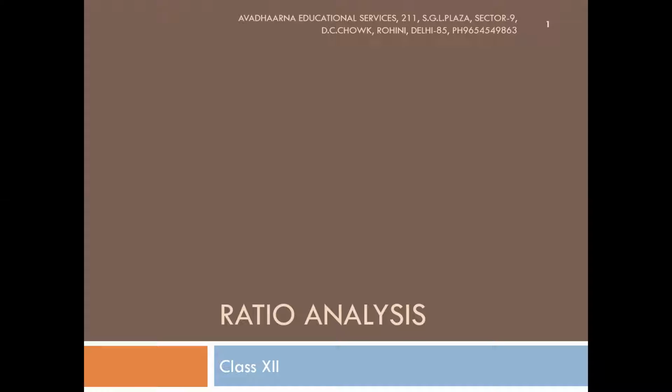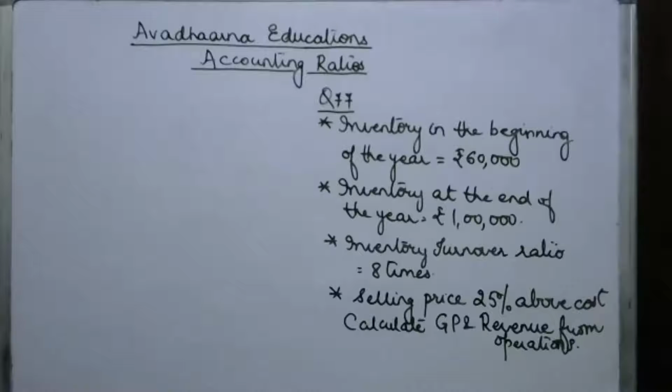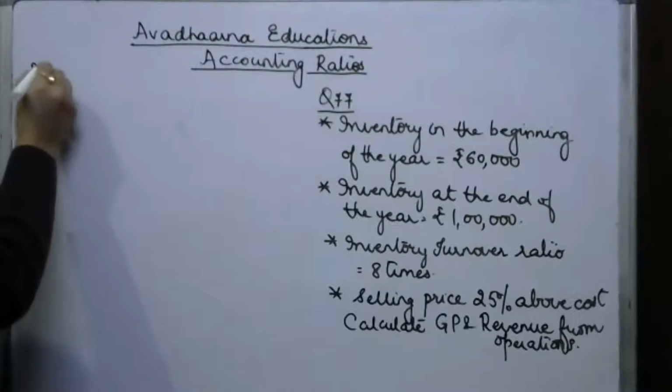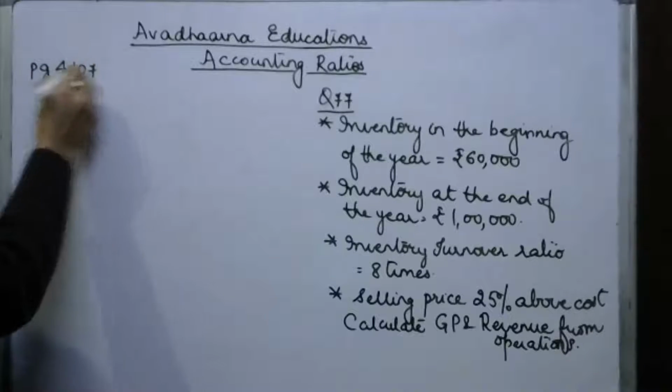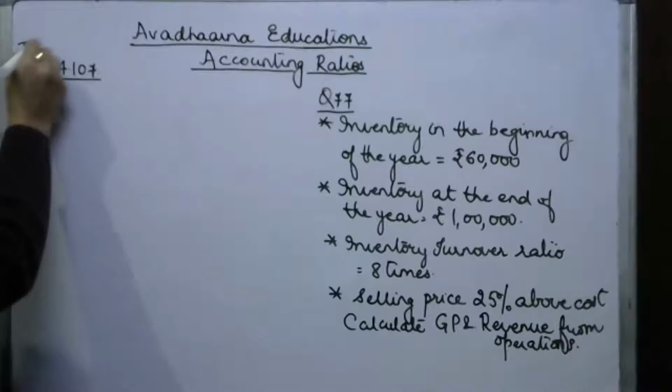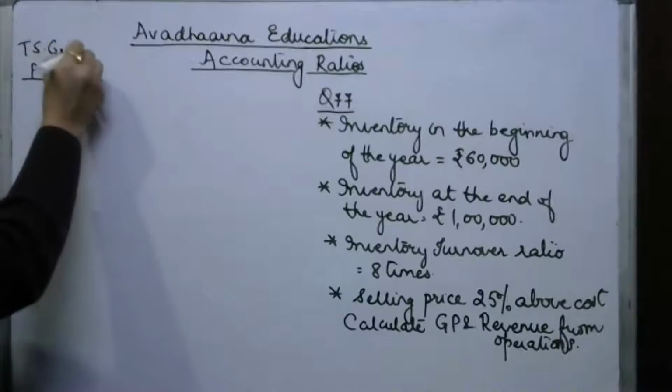To begin with, we are first going to solve questions based on inventory turnover ratio. Now, the first question which we have taken is question number 77, and this question is given on page number 4.107 from the book T.S. Grewal 2020 edition.